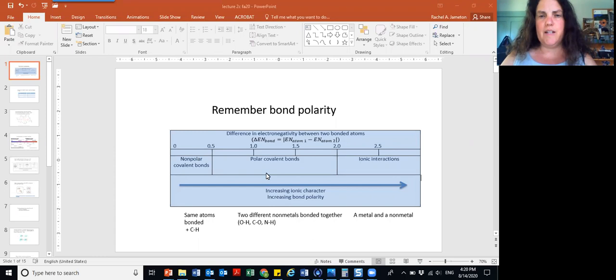If you have a middling, middle of the road difference, like if you have two different nonmetals bonded together, like oxygen-hydrogen, carbon-oxygen, nitrogen-hydrogen, then that's a polar covalent bond. And actually in organic chemistry, that's the region of this table that we're most interested in. And then if you have a metal and a nonmetal, then you're going to have an ionic interaction, and that's where you have a very low electronegativity coupled with a very high electronegativity. Actually, I guess it's the other way around.